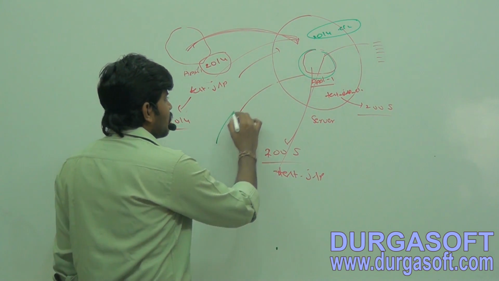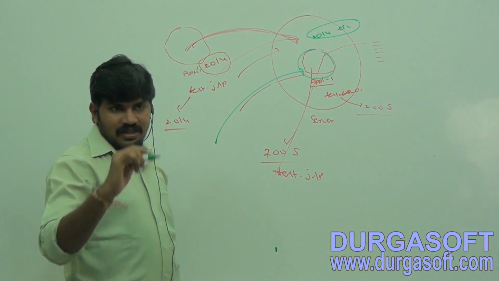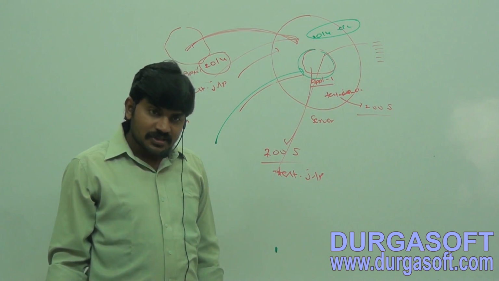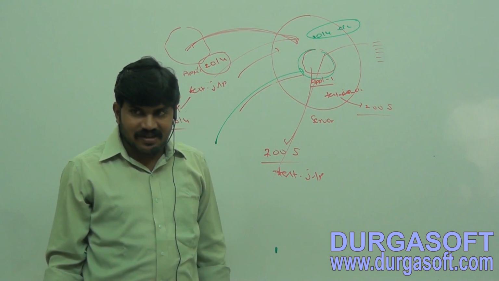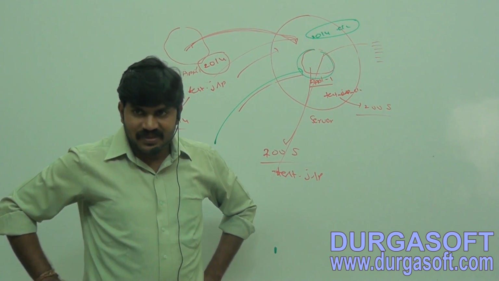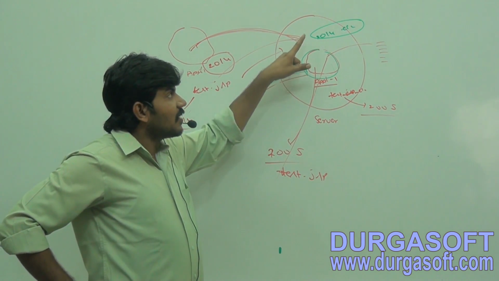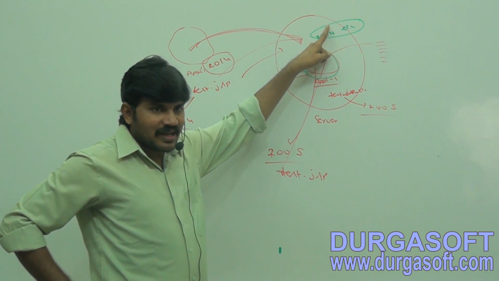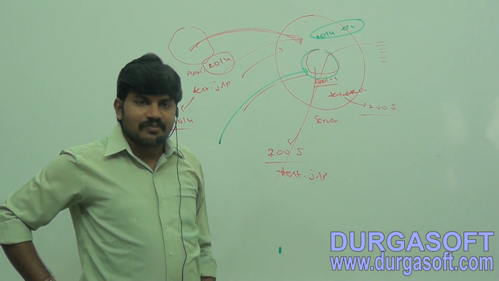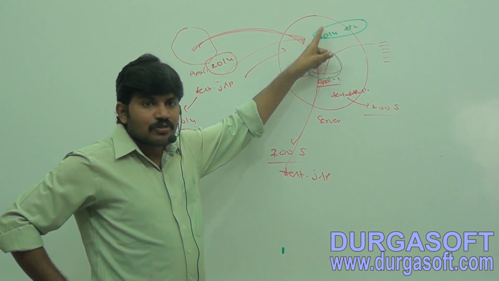Now I am sending the request to my old application. The web server is always going to check whether this JSP .class file is already generated or not. Is the .class file already there in the server or not? Yes. What is the timestamp? What is the timestamp of this new one? 2014.